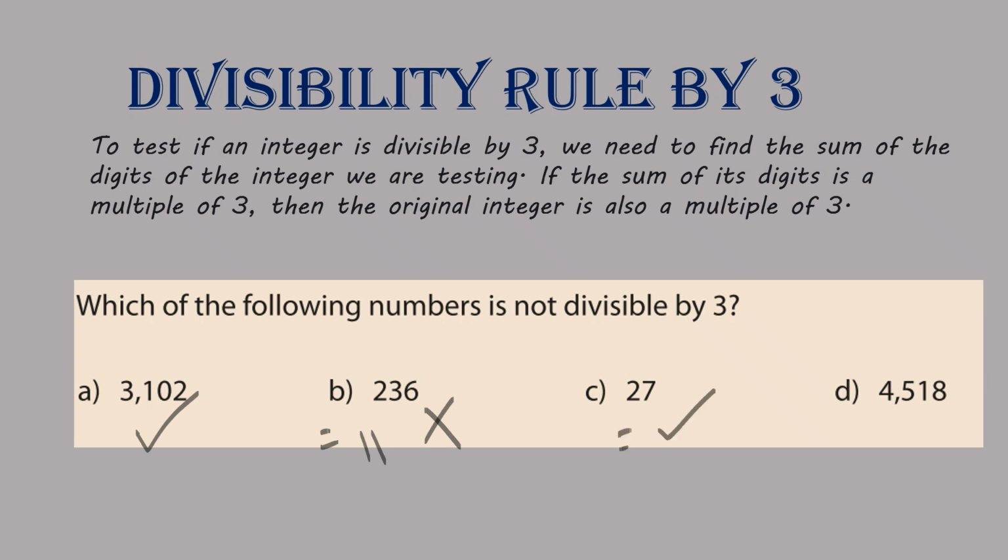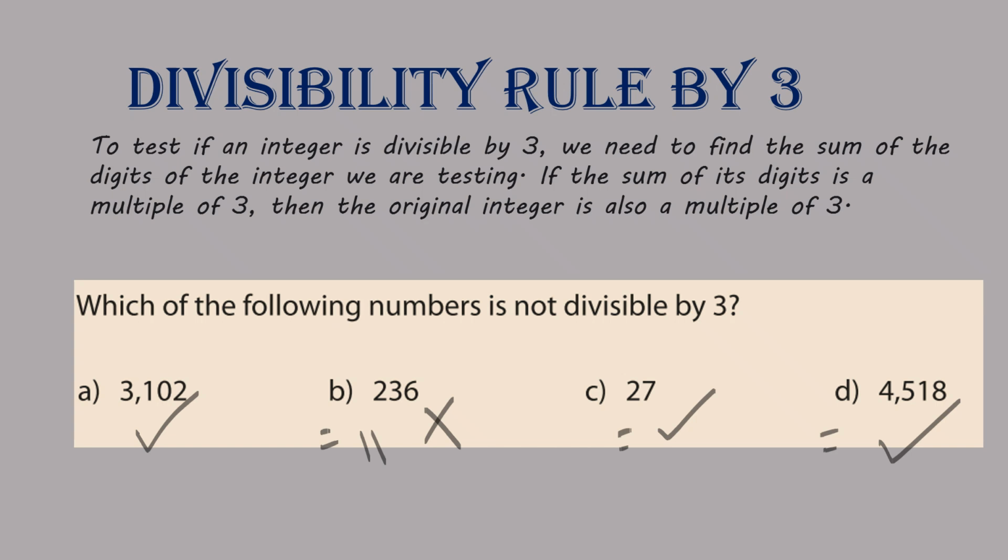Now next we'll add this: 4 plus 5 is 9, 9 plus 1 is 10, 10 plus 8 is 18, and 18 is a multiple of 3, so this number will be divisible by 3.